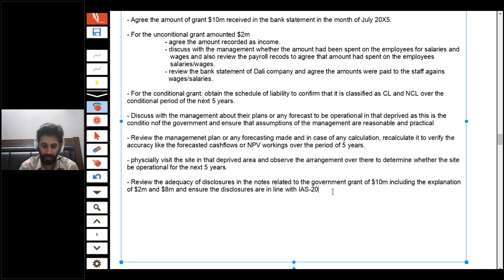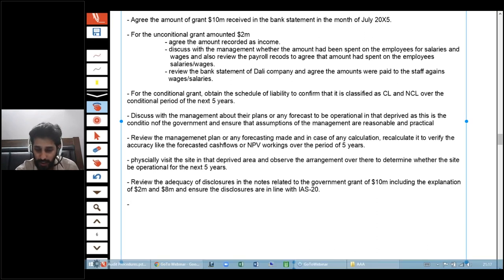This is simply the way to write the procedure. Now, one more important thing. I'm now going to write the procedure, and that is the written representation. You might be aware of what the written representation actually is.